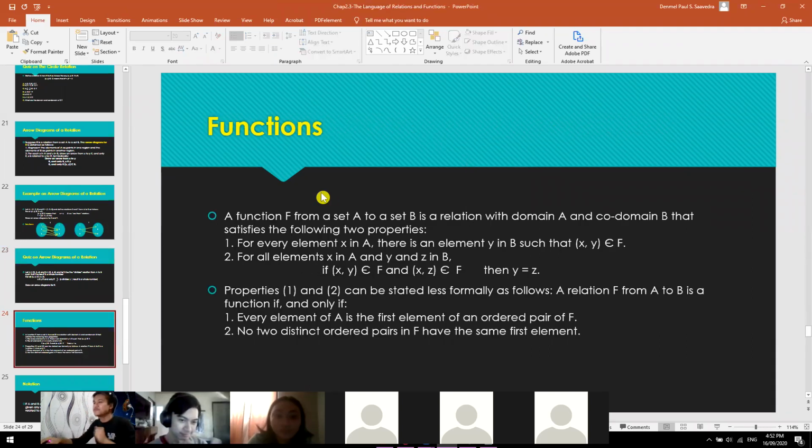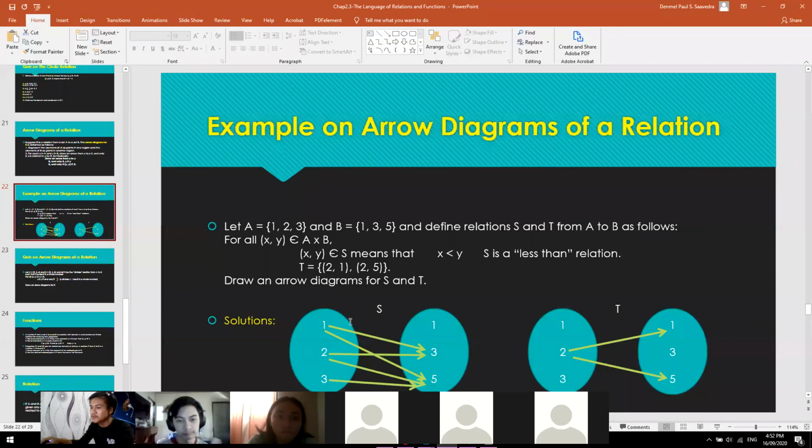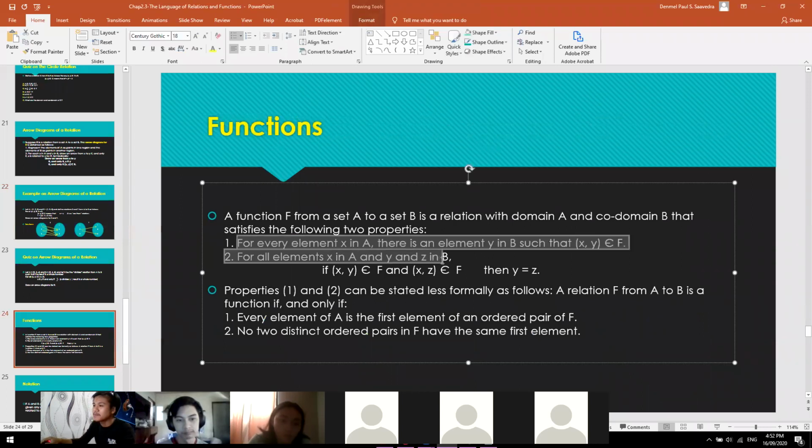Answer. So let's move on to functions. When we see a function, a function f from a set A to a set B is a relation with domain A and codomain B that satisfies the following two properties. So balikan lang natin itong relation. Basically this one is a function already if those two properties are met. Bago nyo masabing function yung relation na yon or ordered pair na yon, kailangan na-meet niya tong dalawang requirements na to.